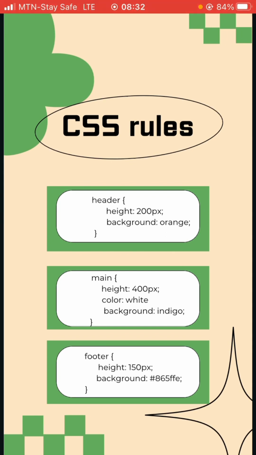We shall also add rules to the main tag. We shall give it a height of 400px, a color to the text of white, and a background of indigo. We shall also style the footer by giving it a height of 150px and a background color of #865FFE. This #865FFE is known as a hexadecimal coding system.